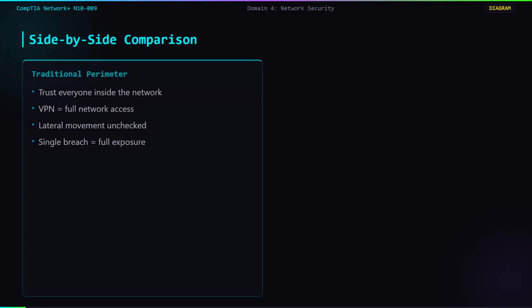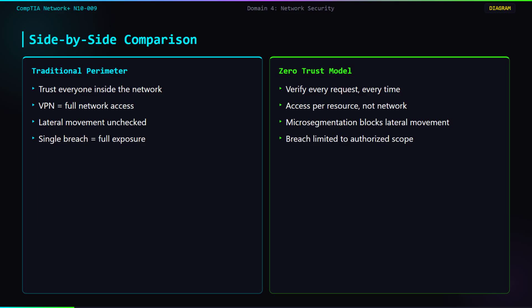Let's look at the full breakdown. Traditional perimeter: trust everyone inside the network. VPN equals full network access. Lateral movement unchecked. Single breach equals full exposure. Zero trust model: verify every request every time. Access per resource, not network. Microsegmentation blocks lateral movement. Breach limited to authorized scope.